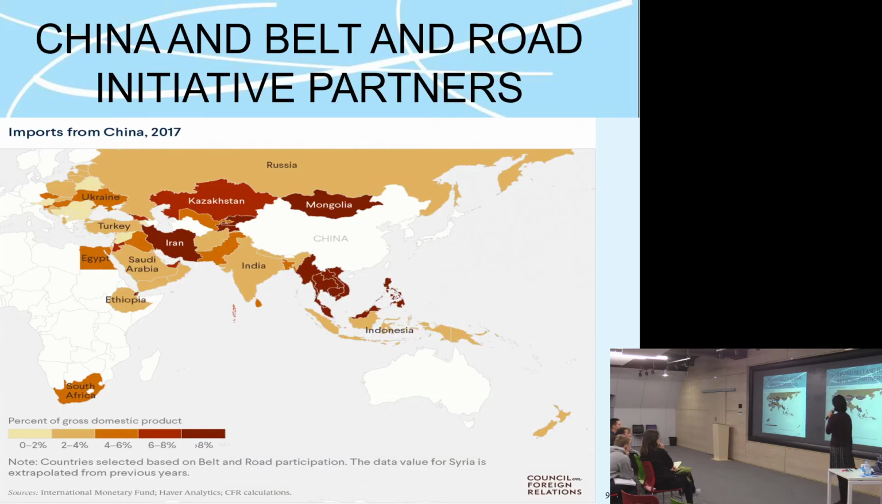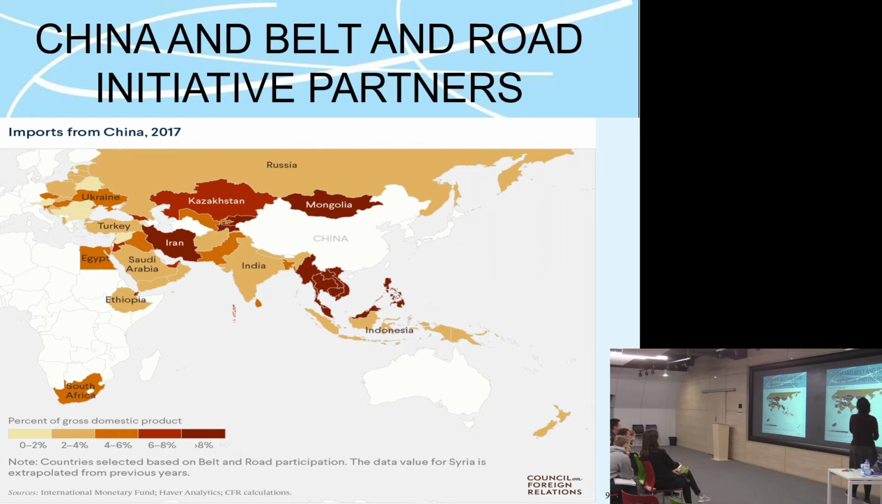As you can see, these are the member countries of this initiative, and here in the colors, you have the percentage of gross domestic product that is actually related to imports from China. So the lighter color is 0.22%, then 2.4%, 4-6%, and the darkest color means that they're importing more than 8% of their GDP from China. So I guess this map speaks on its own of the importance.